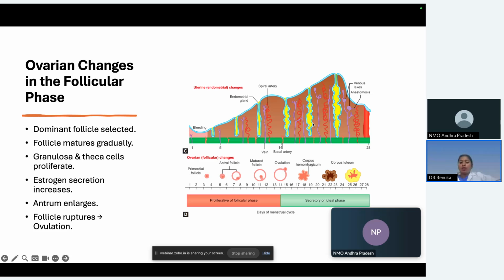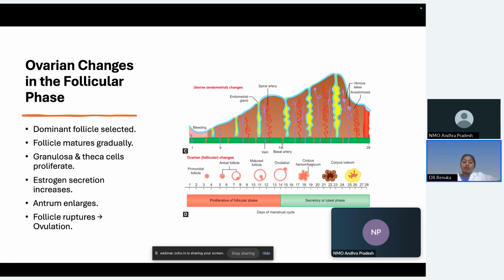When coming to the luteal phase, what happens? If the ovum is not fertilized, the corpus hemorrhagicum is formed, and then the corpus luteum is formed. It produces progesterone. Progesterone and estrogen secretion will be present. Whenever fertilization is not there, no pregnancy, the corpus albicans is produced. Then the uterine changes: here the glands are normal, not tortuous. Once the luteal phase begins, the glands become tortuous, and the spiral artery becomes more coiled. We can see the venous lake, and glycogen-rich fluid is present. These all occur in the luteal phase.